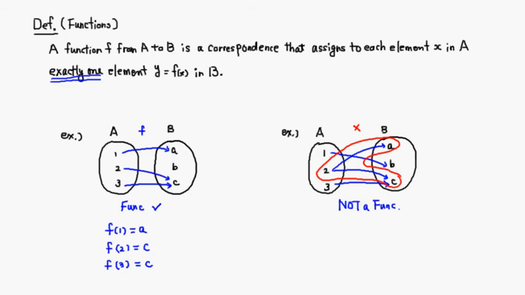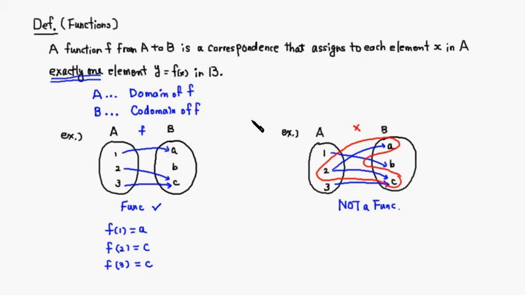I would like to go over a couple of terms. Set A is called the domain of function f. And set B also has a name. The textbook might not mention it, but I'll mention it anyway. It's called the codomain of f.